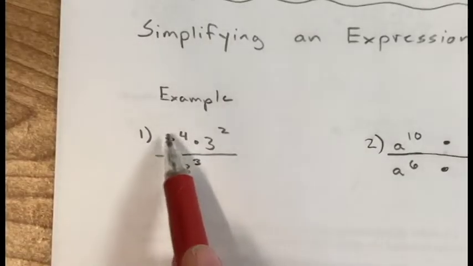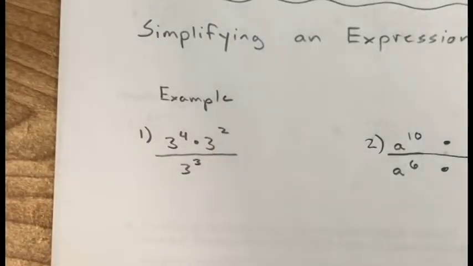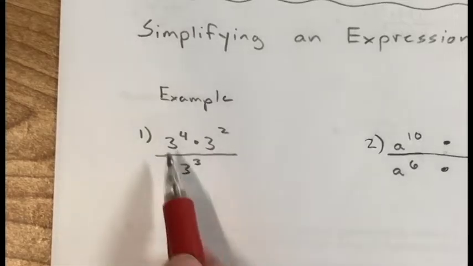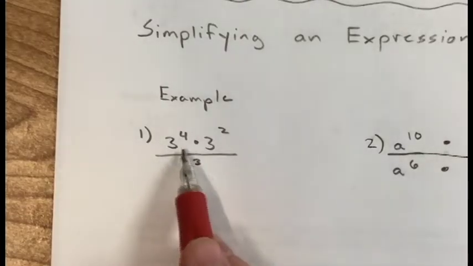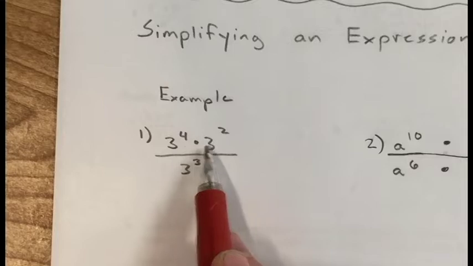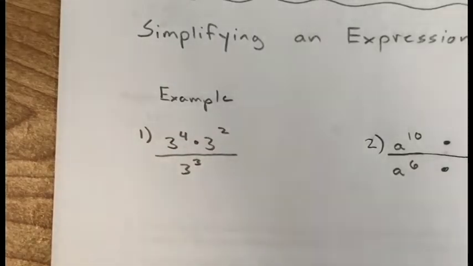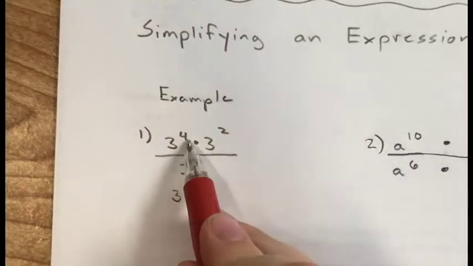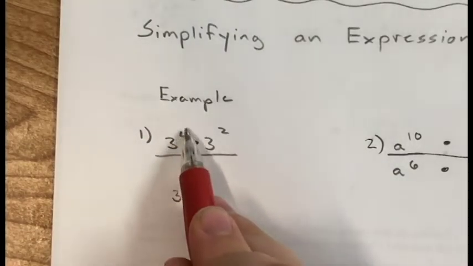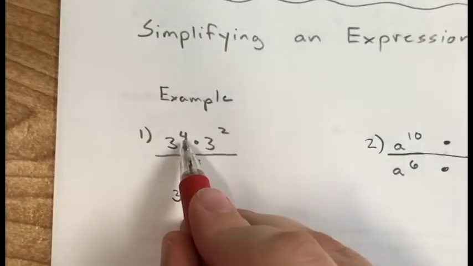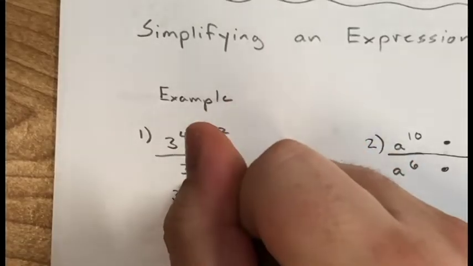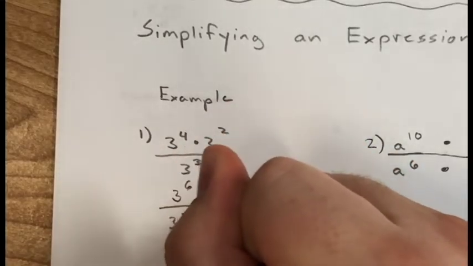Follow PEMDAS. Up here in my numerator, do I have any parentheses? No. Do I have exponents? Yes, but I can't really do anything with them. Do I have multiplication and division? Yes, I do. I'm multiplying 3 to the 4th times 3 squared. Well, since I'm multiplying these exponents, what does that mean? I'm simply going to add my exponents right here. Since I'm multiplying a like base by another like base, my base is 3, and what's 4 plus 2? It's 6, over 3 to the 3rd.